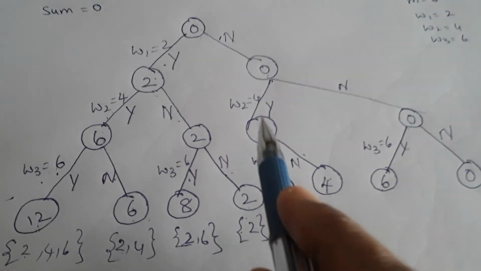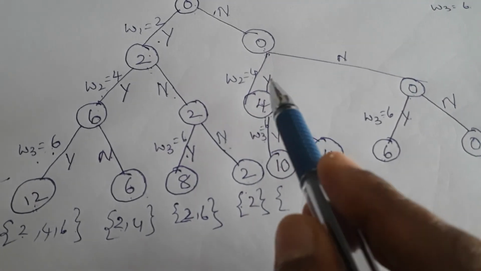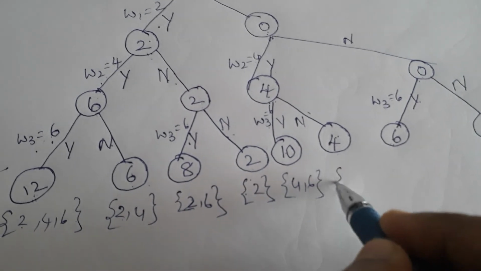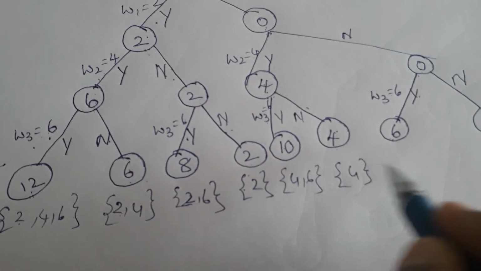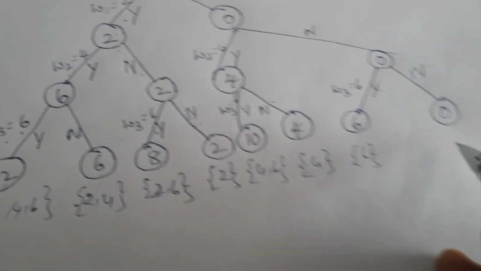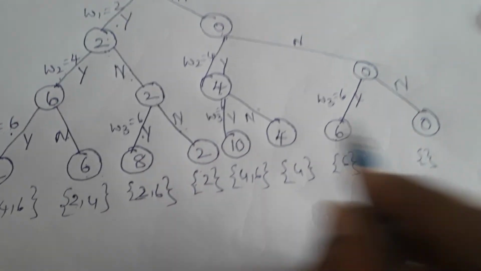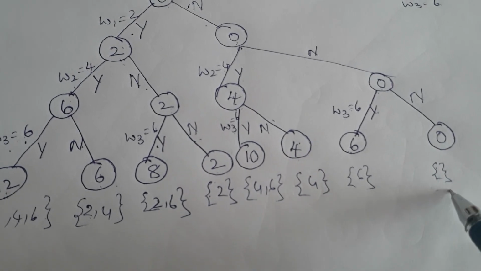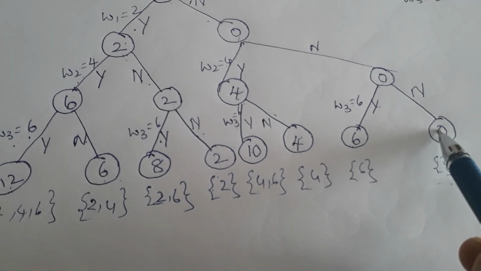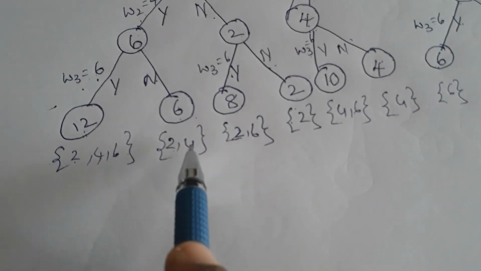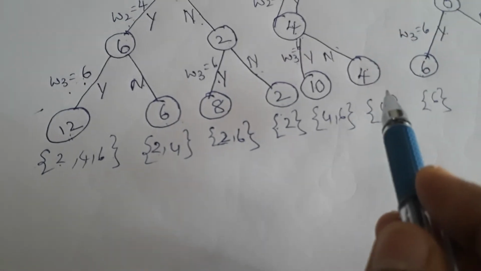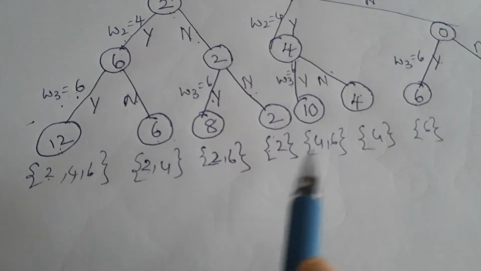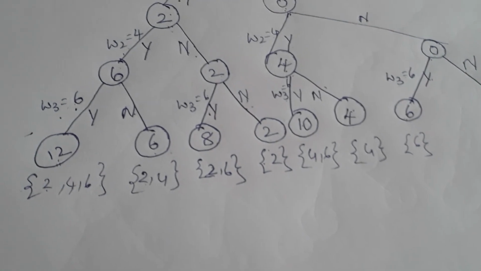Similarly, here we considered only the elements 4 and 6. Similarly, 4 and a single element 6, and here the empty set. Here all three elements are not considered, which results in an empty set. So the sum of the empty set is 0. Now we can observe these are the sums. The leaf node in the state space tree of a sum of subsets problem represents the sum of the subsets that can be formed with the given set.